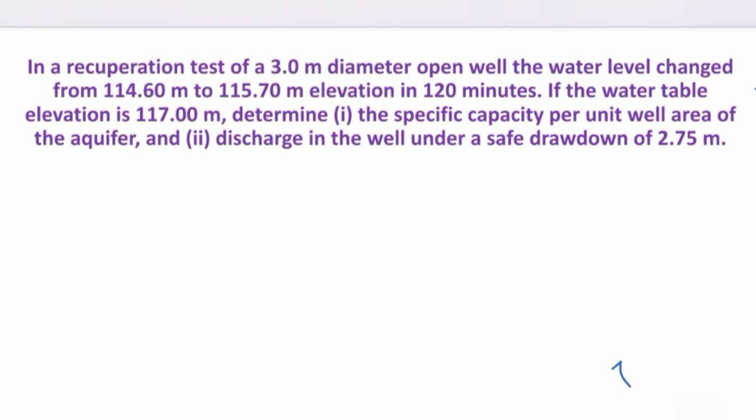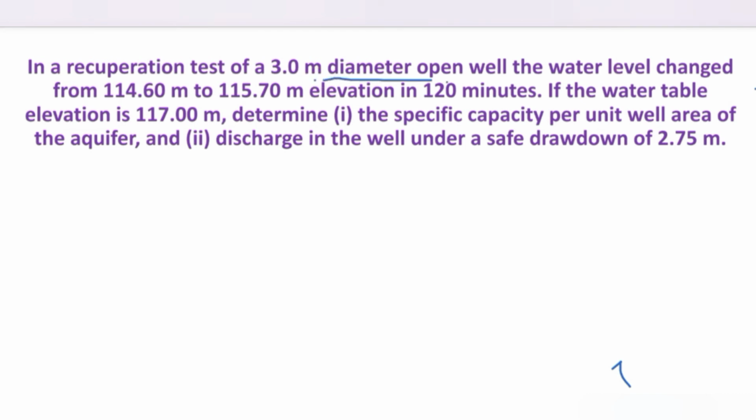Let's see the last numerical 8. In a recuperation test of a 3 meter diameter open well, the water table changed from 114.6 meter to 115.7 meter elevation in 120 minutes. If the water table elevation is 117 meter, determine the specific capacity per unit well area of the aquifer and the discharge in the well under a safe drawdown of 2.75 meter.